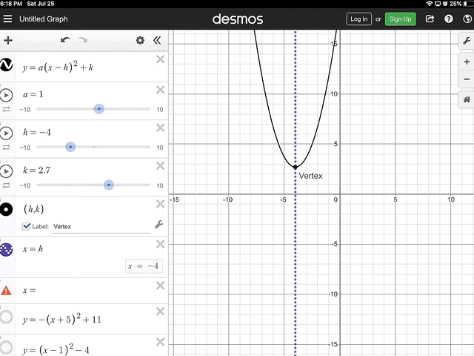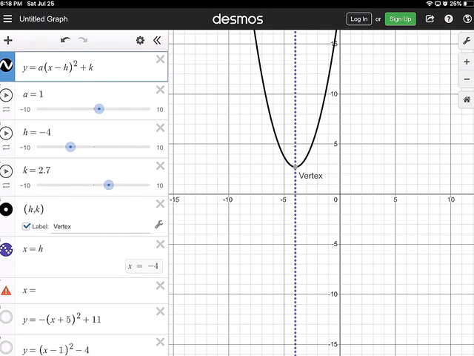And what I hadn't had in here was this dotted line. This dotted line right here is our axis of symmetry. So this splits our parabola in half vertically. It is just x equals h. And all of our points are symmetric from here. They have the same y value on either side.